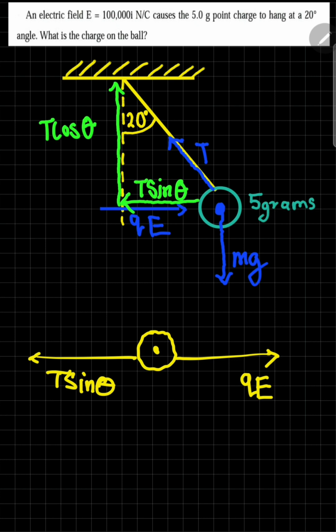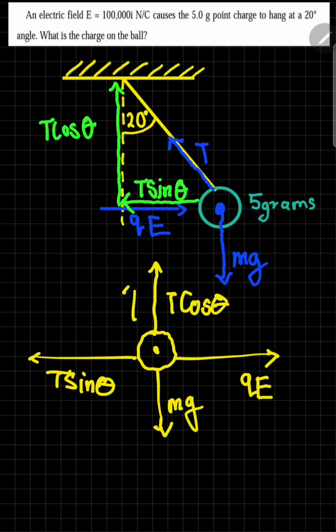And apart from that, we also have the y component of the tension acting upwards, which is T cosine theta, and we also have the weight of the ball acting vertically downwards. So you see we have one force up and one force down, so they both cancel out, hence the ball is in what we call equilibrium.